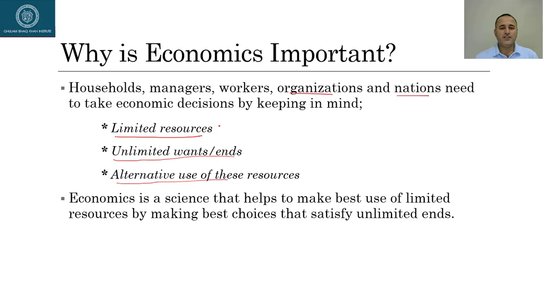So these three are the key ingredients of any economic decision. You have limited resources to satisfy unlimited wants, and you make choices after considering all the alternative uses of those resources. So economics is a science that helps to make best use of limited resources by making the best choices that satisfy unlimited needs. If you would like to use these three key terms, this is the way you use it: economics is all about using limited resources to satisfy unlimited wants after considering all the alternatives.